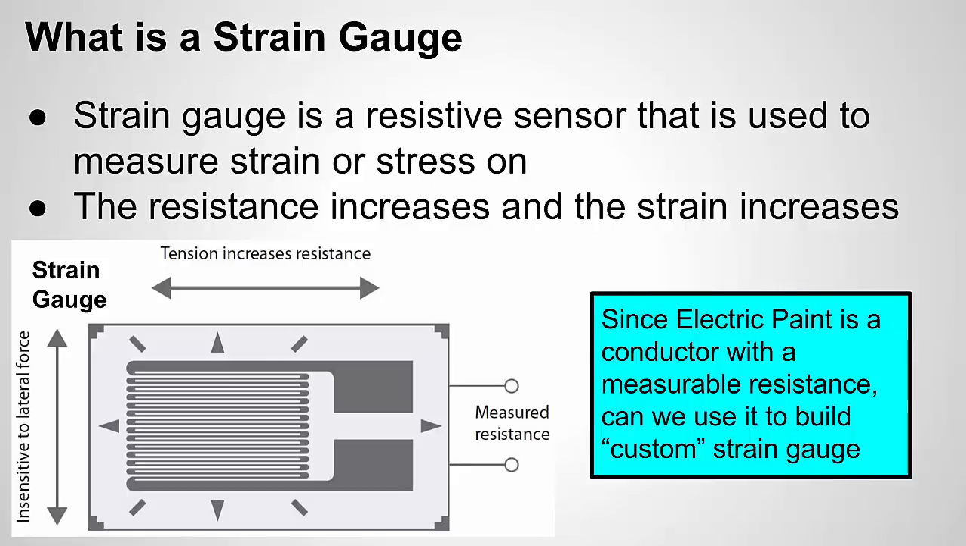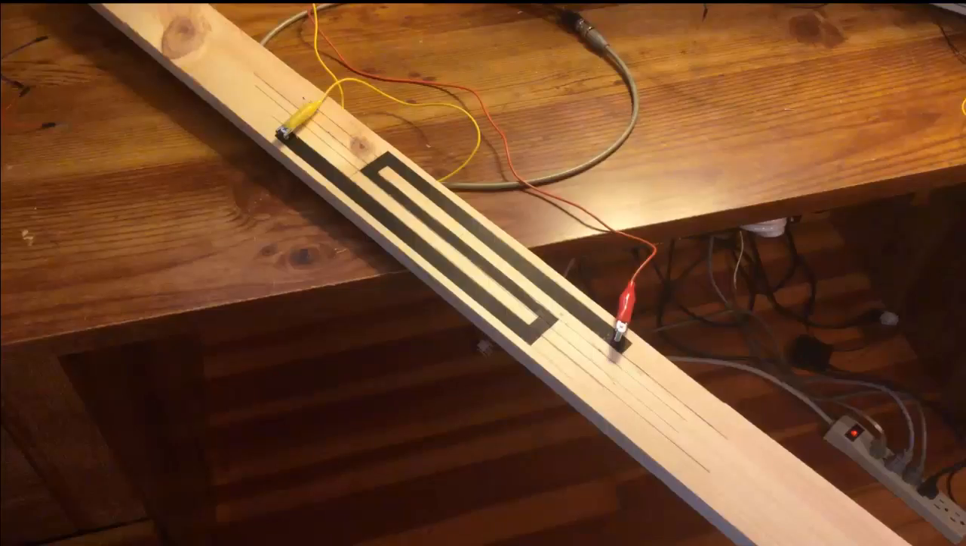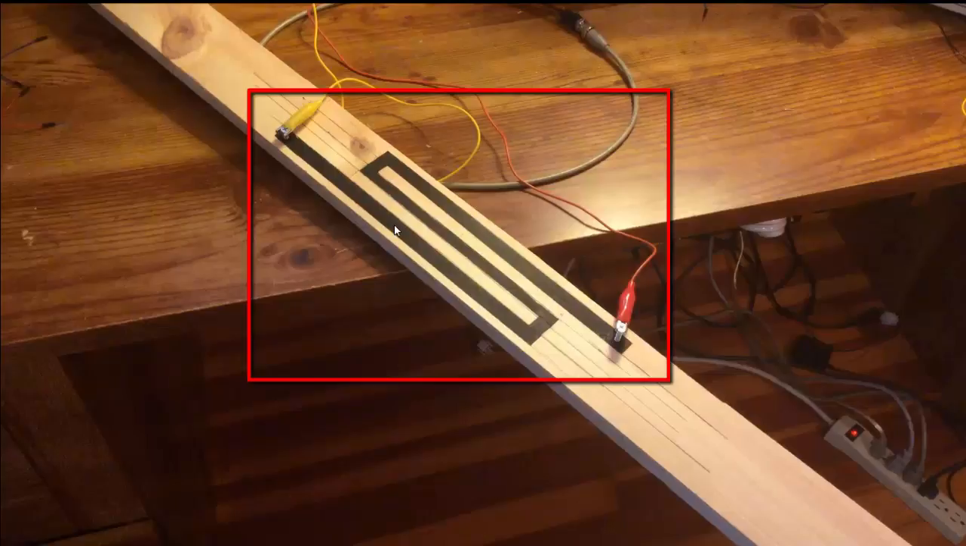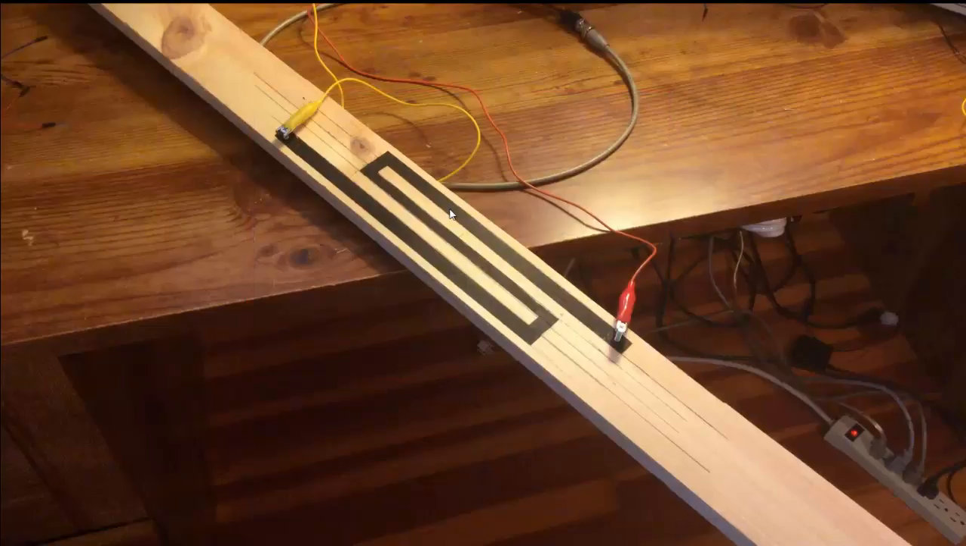Let me show a quick video of some example testing I did just to make sure the concept works. What you're looking at is a piece of wood on my workbench, and this right here in black is the electric paint. I used a stencil to paint this on, in a zigzag pattern, because this is the area where I want to measure the strain. I want a large change in resistance, and by putting a couple paths on here, it makes a larger resistance change, or delta, that I can measure.